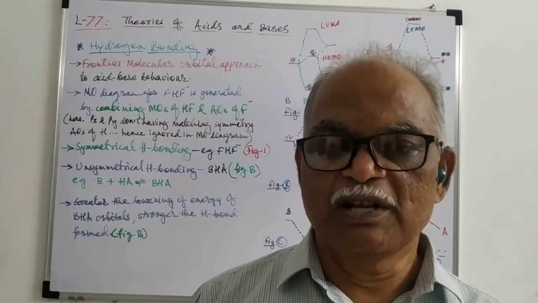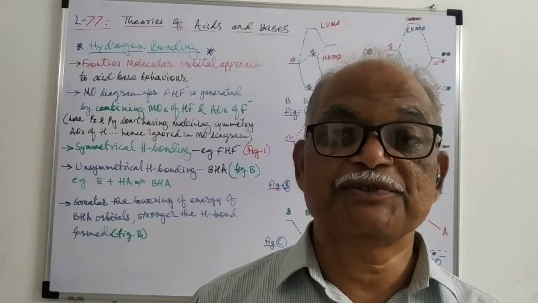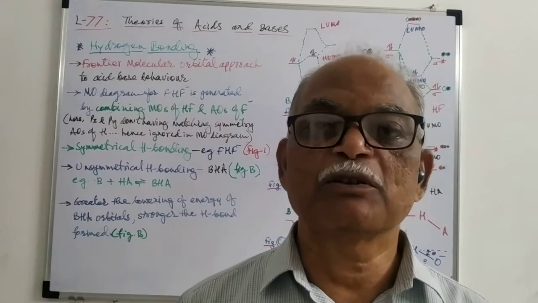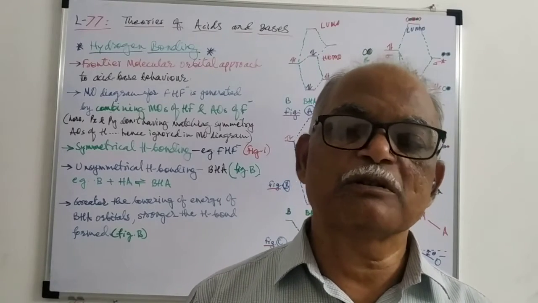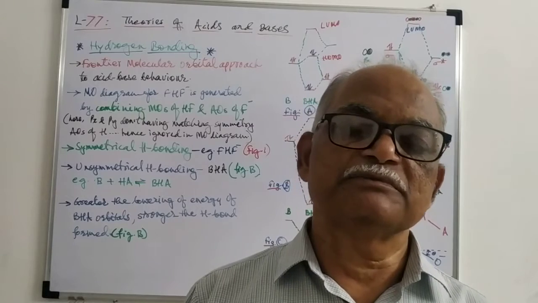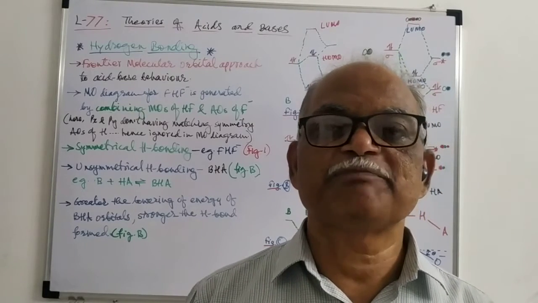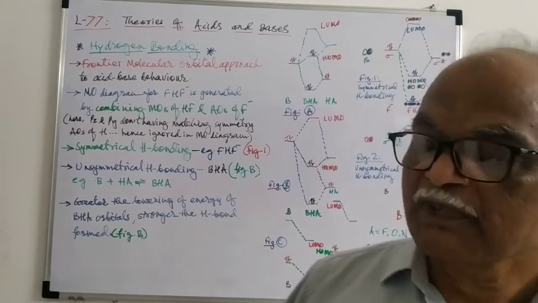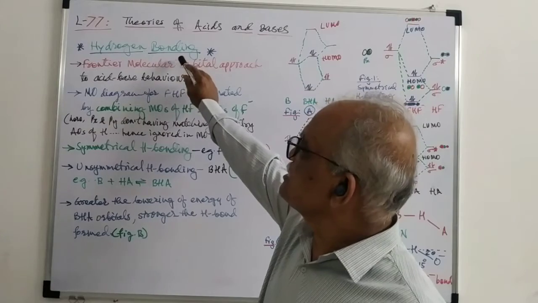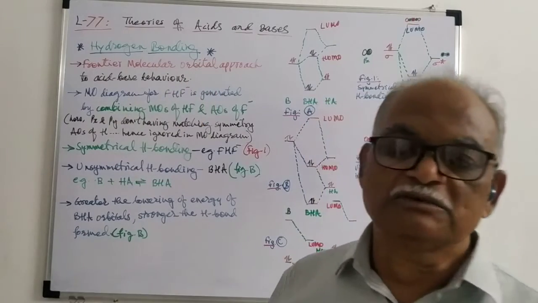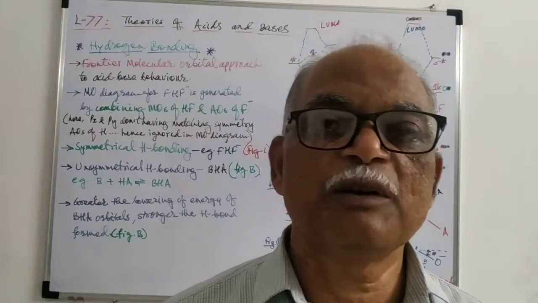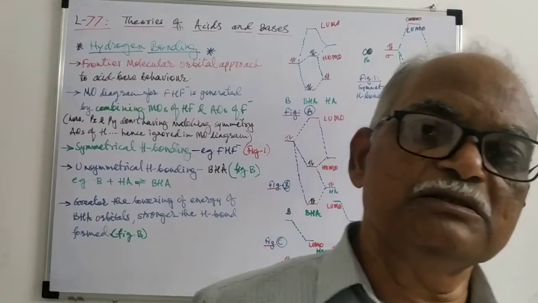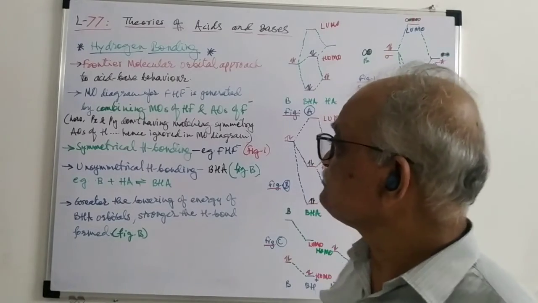We were discussing the theories of acids and bases, and now we are discussing the relationship between the acids and bases, or the nature of the reaction or interaction taking place between them, on the basis of frontier orbitals. These frontier orbitals provide an explanation according to the molecular orbital theory. Here in this point you will see hydrogen bonding, which is explained on the basis of these frontier orbitals, according to the molecular orbital theory.